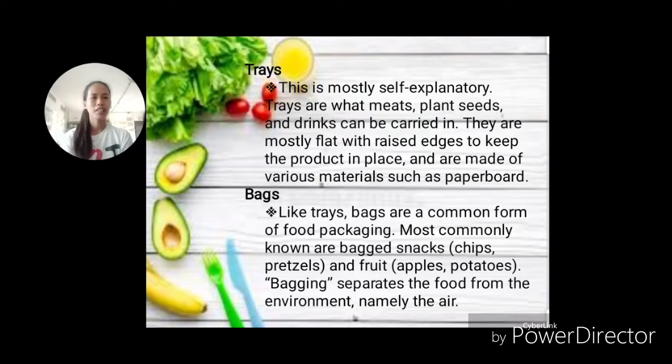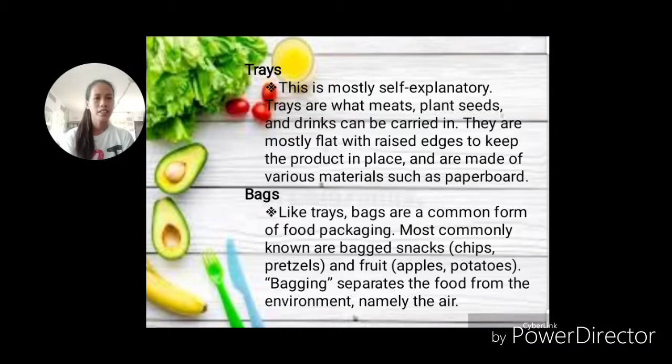The third one is trays. This is mostly self-explanatory. Trays are what meats, plant seeds, and drinks can be carried in. They are mostly flat with raised edges to keep the product in place, and are made of various materials such as paperboard. The fourth one is bags.